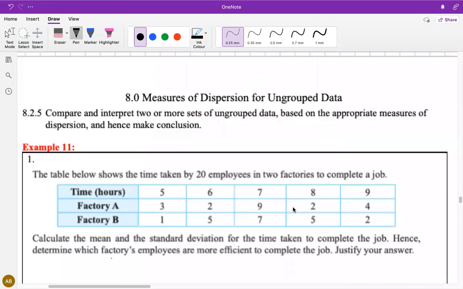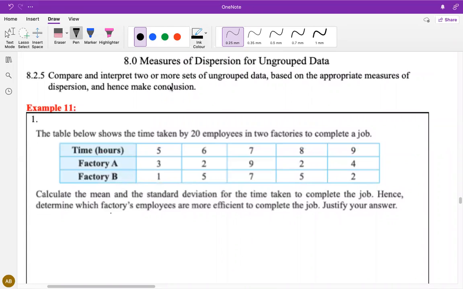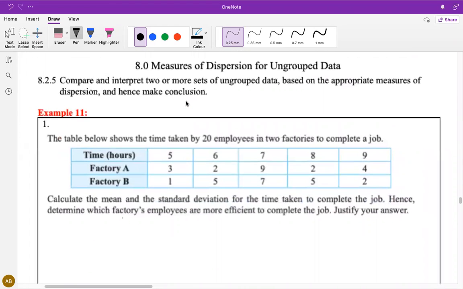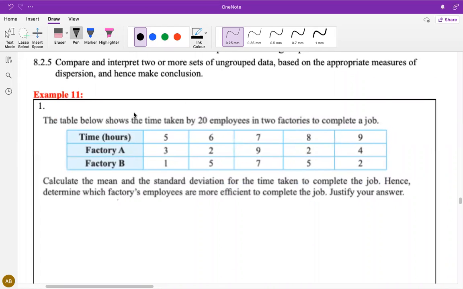Okay, so we continue. Compare and interpret two or more sets of grouped data based on appropriate measures of dispersion and make conclusions. Also, this part is more HOTS. It's a daily life question comparing two sets of data. So let's see example 11.